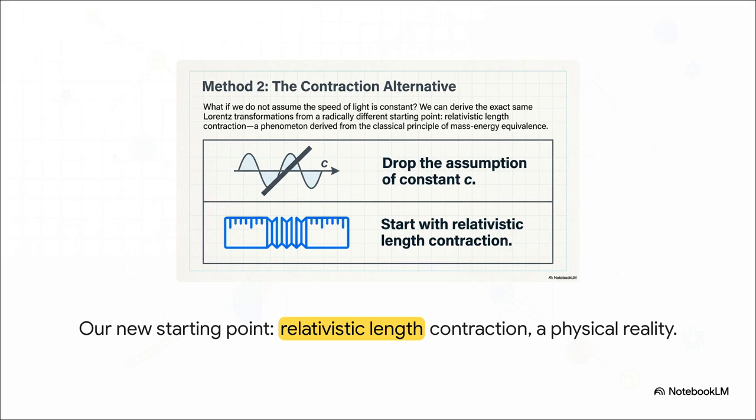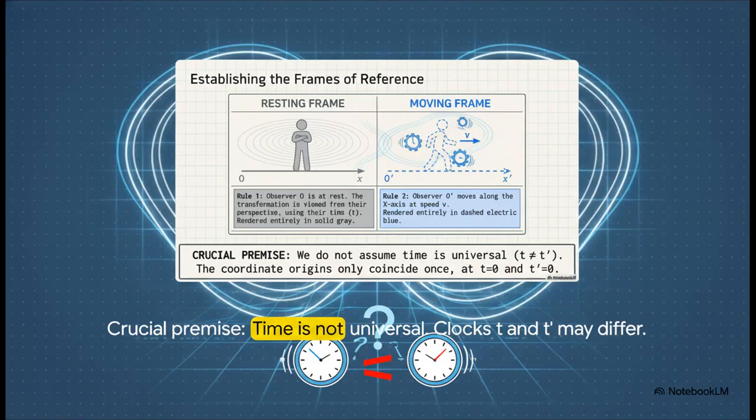It's this idea that the faster something moves relative to you, the shorter it physically appears in its direction of motion. And the book shows how this can be figured out from other classical ideas. So instead of starting with an abstract rule about light, we're starting with a tangible, measurable consequence of motion. Okay, here's our setup. We've got an observer just chilling out, we'll call him O, and we've got a moving observer, O prime. Now here is the absolute key to this whole approach. We are not going to assume that time is universal. We're leaving the door open to the possibility that their clocks might just tick at different rates.